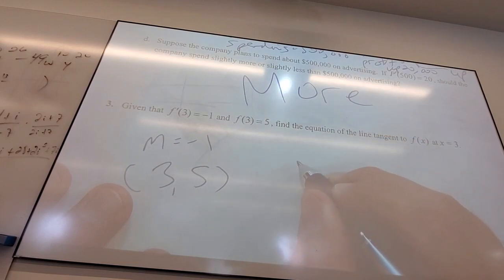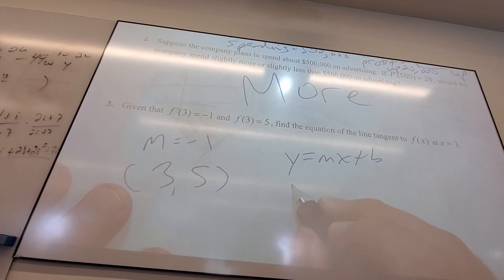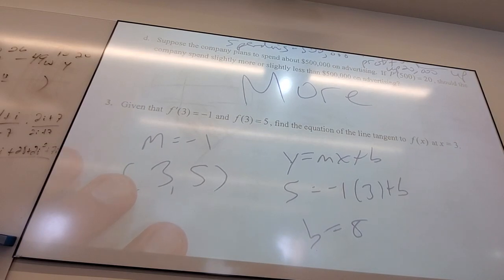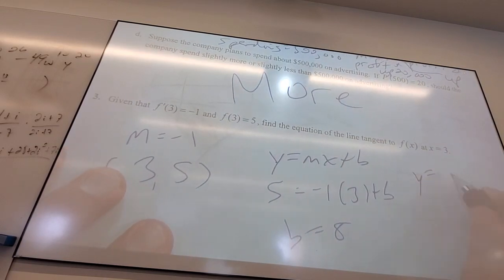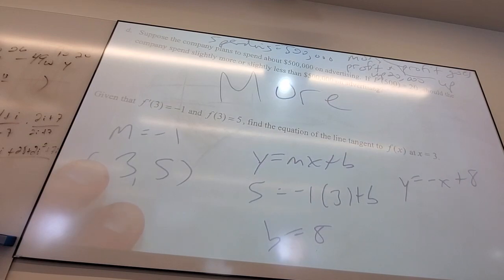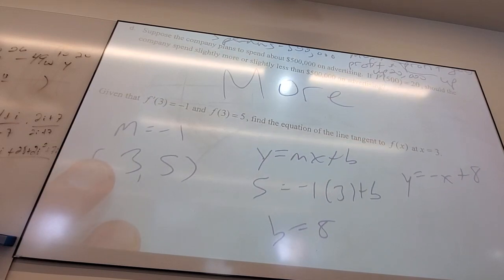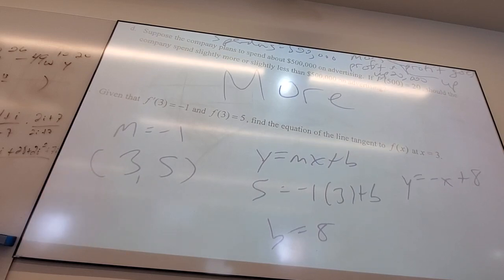So I did one earlier with the y minus y1. I'll do one with y equals mx plus b just because. So I know y is 5 when x is 3. I can then solve for b, and then I just put everything together. Is that all right? You can do it that way, or you can do the y minus y1 thing. Either way.